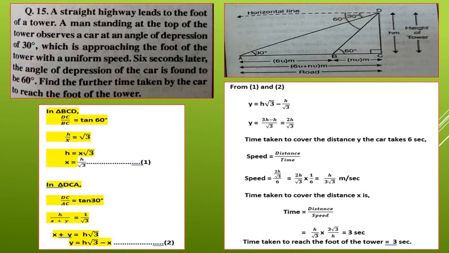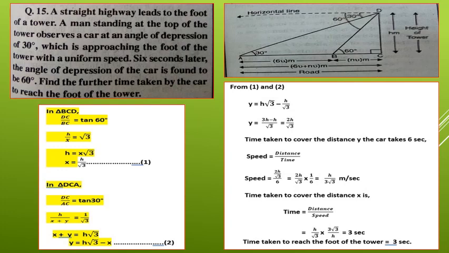We know that speed is equal to distance by time. Now we know the time and the distance Y. So the speed of the car between A and B, that is to cover Y, the car takes 6 seconds. Therefore, the speed is equal to Y by 6. Our Y value is 2H by root 3. So we get H by 3 root 3 meter per second. That is the speed of the car.